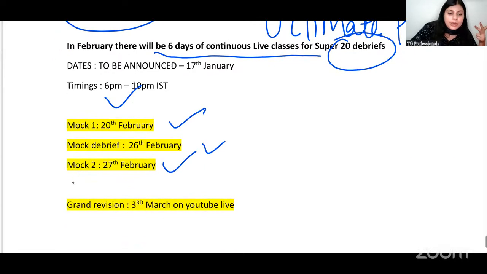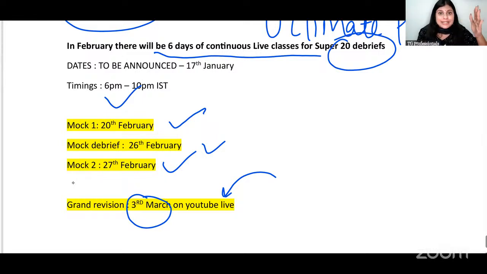Then the grand revision will be on 3rd March, which is a YouTube live, available for everyone to attend. So you can watch that grand revision live on YouTube. And on 6th March, you have your exam. So this is a foolproof, bulletproof plan to pass SBR. If you are a willing candidate, just get this printed and paste it on the wall, so the moment you wake up, you see this plan and you are motivated to follow it.